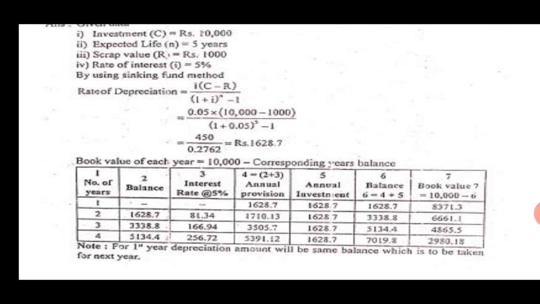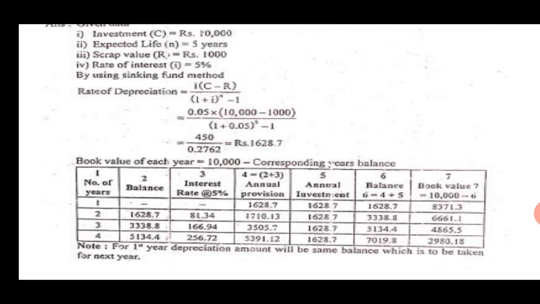First year the amount is not carrying any balance, because we have not made any depreciation in the beginning. We will make the depreciation at the end of the first year. So the balance is nil here, the interest also is nil here in the first year, but the depreciation is 1628 rupees, that is the annual provision. And then annual investment also 1628 rupees, and the balance is 4 plus 5, that is 1628 rupees. And the book value, column 7, is nothing but 10,000 rupees minus 6, that is the balance, 1628. So you will get 8,371 rupees as the book value for the first year.